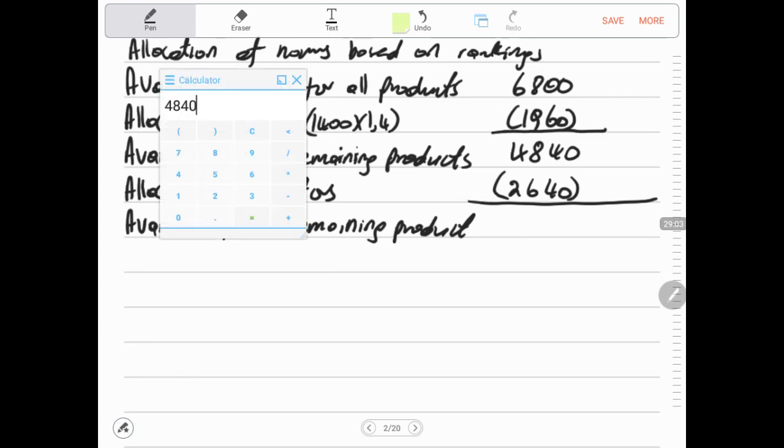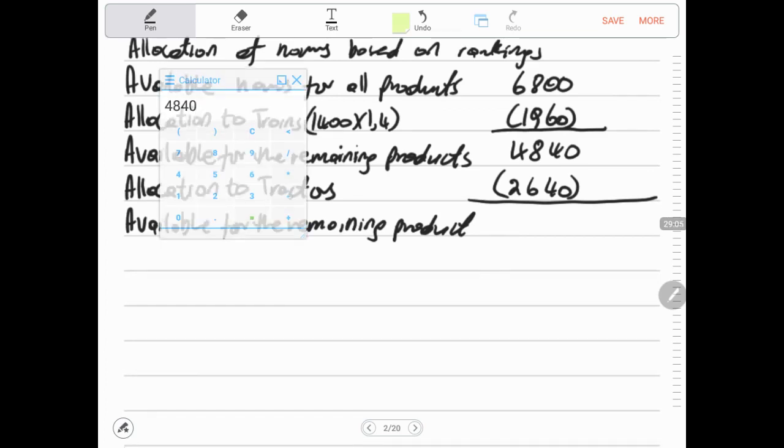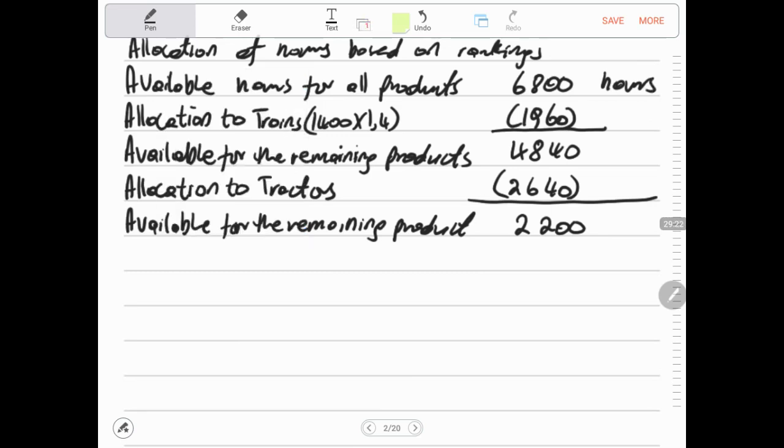Then we need to know how much is available for the remaining products. Minus 2,640 is what is available for the remaining products. It's 2,200 hours. Remember, these are the hours, not units. We are dealing with the hours here. Then we say now we need to do allocation to the third product.